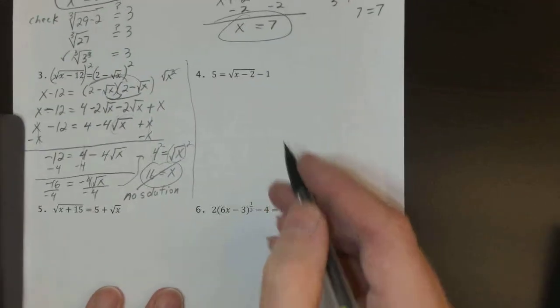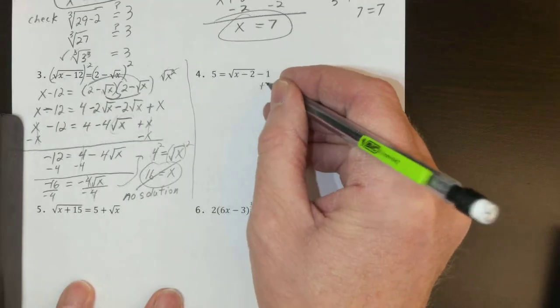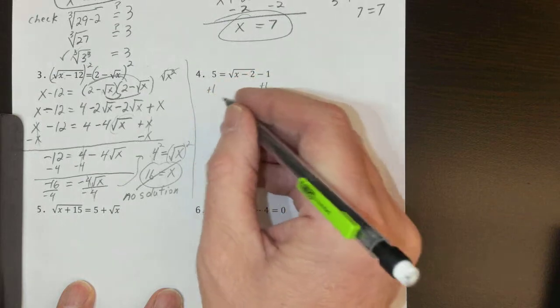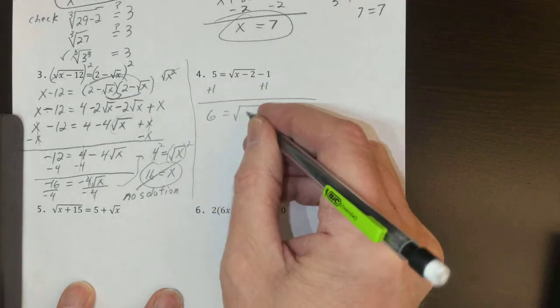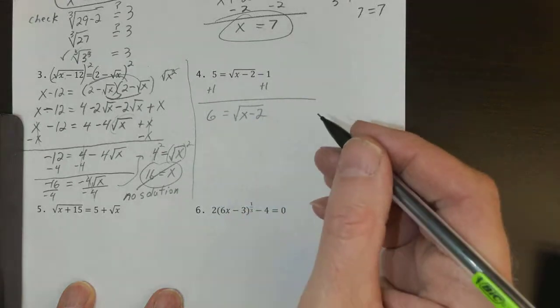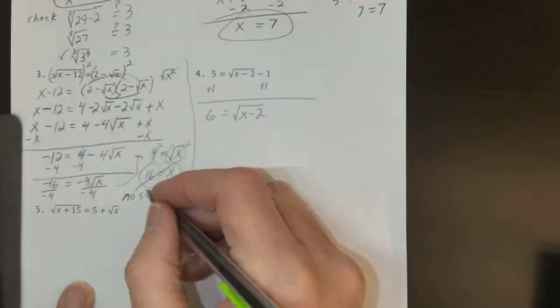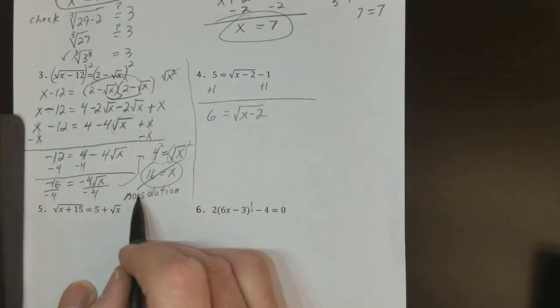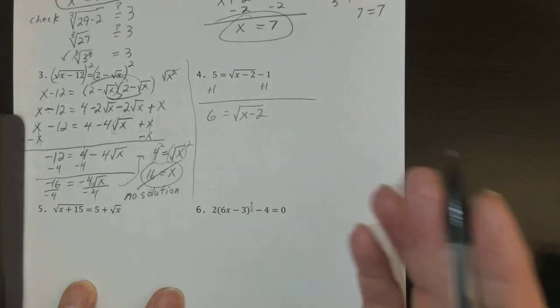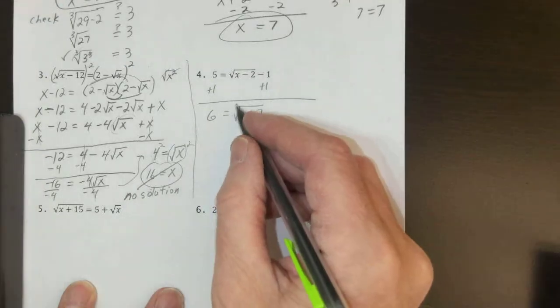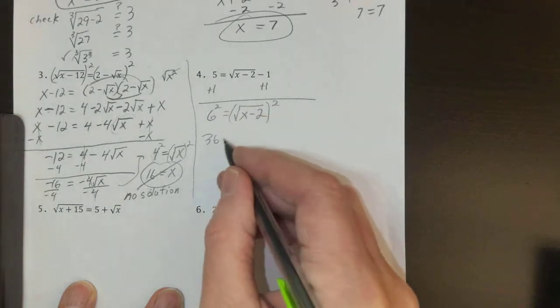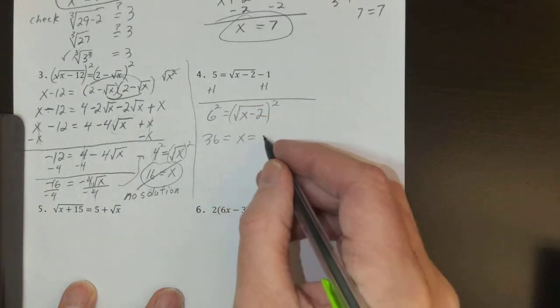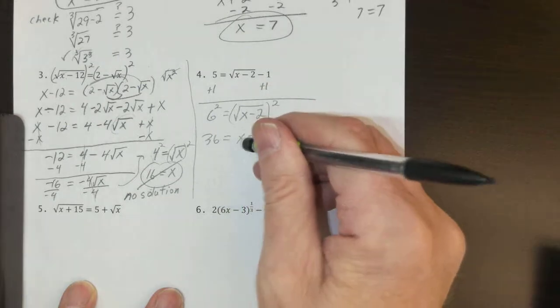All right. This one, I'm going to add 1 to both sides. I've got 6 equals the square root of x minus 2. So just to go back here, it is important to check. You can see that checking does need to happen. So let's raise to the second power. We have 36, and that's equal to x minus 2.